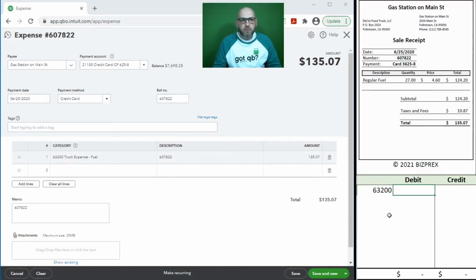So expenses going up, expenses go up when debited, we know that much. What else is happening? Well, we're paying with a credit card, so liability goes up, and liabilities go up when credited. Okay, here it is, debits and credits are in balance. This amount right here is a debit to account 63,200, and this amount right here is a credit to account 21,100.